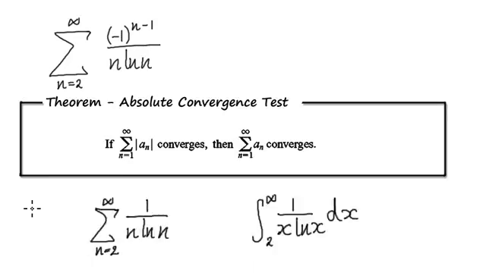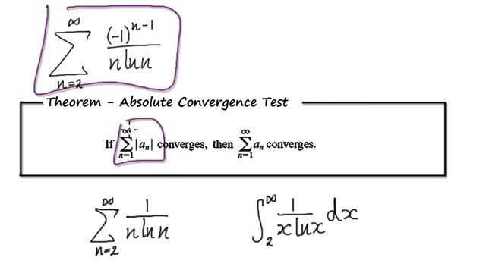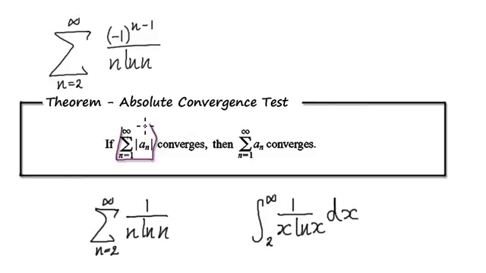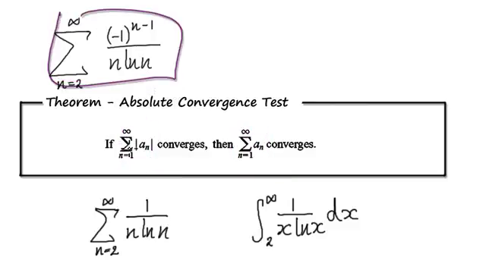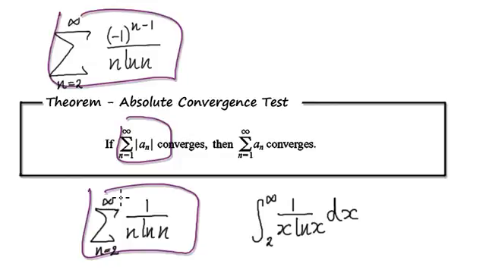Okay, so to do this, let's just use the absolute convergence test. It's saying that for the thing you're trying to investigate, you look at the absolute version of it, which will be this. If the absolute version converges, then the original thing will also converge. So basically, you start out with this, look at the absolute version, determine if that converges, and then the original will also converge.